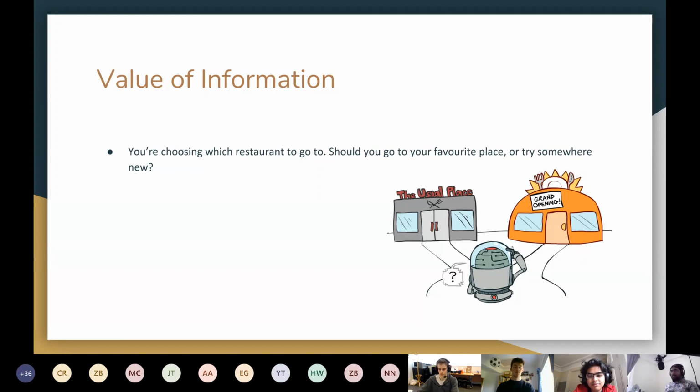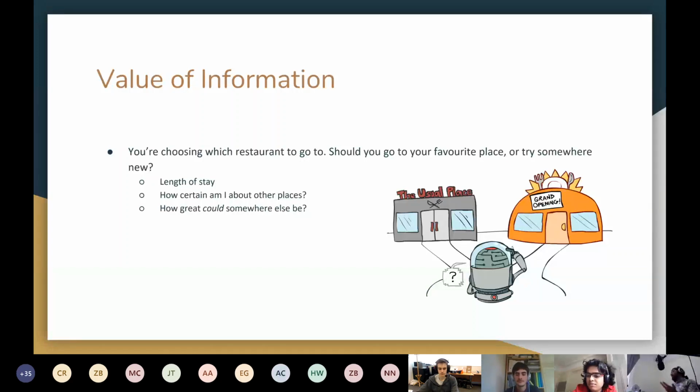There are a few important things you might think about when figuring out how you trade off between the two. One, length of stay. Am I going to be in this town for the next 20 years, where it would be insanely useful to find out another restaurant I like more? How certain am I about other places? Have I tried other places? Have I tried this place before? Is it completely new? Do I think it's just got a new cook, so maybe it'll be a bit better? Or have I been to everywhere else at least 5 times, and I'm just very confident they're crap?